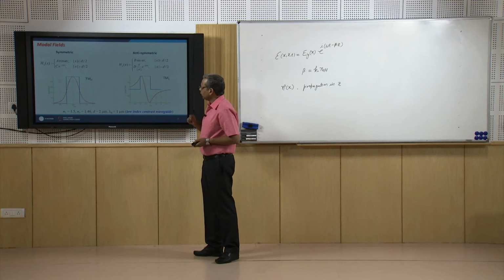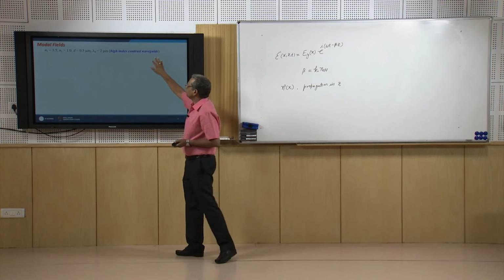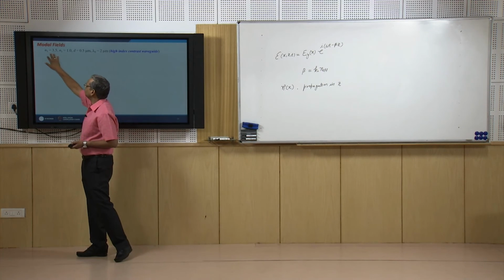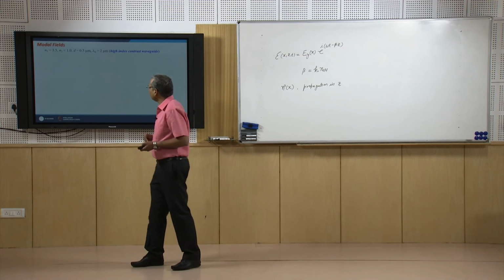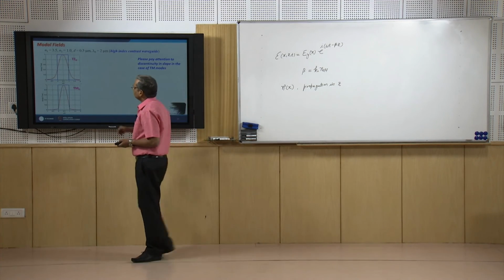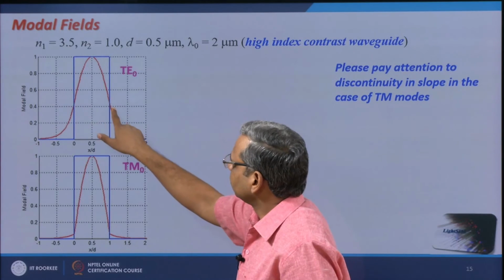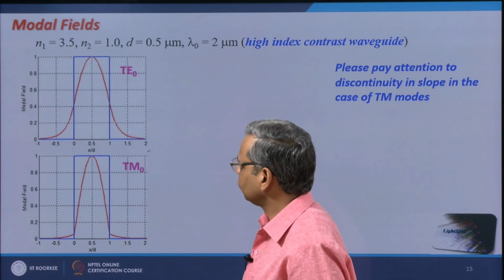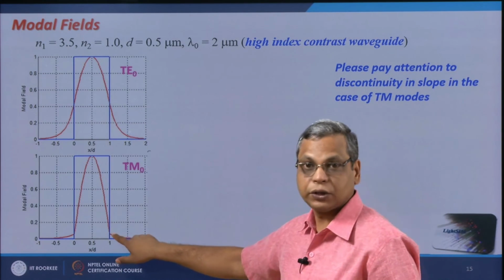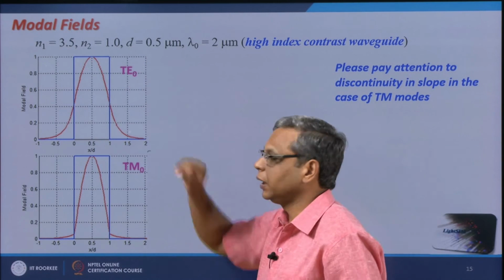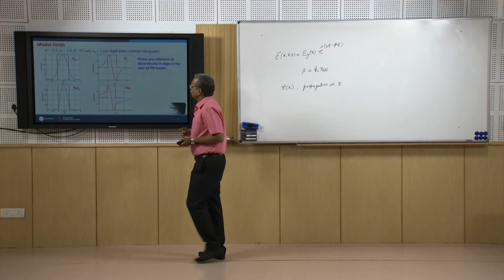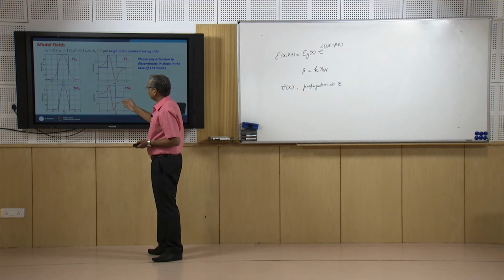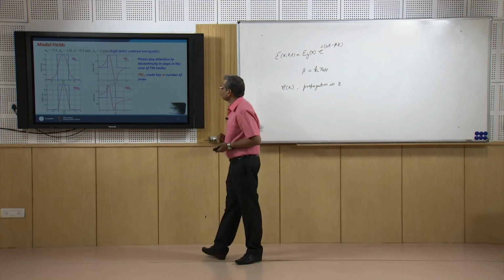If on the other hand I plot this for a high index contrast waveguide, you now look at the values of n1 and n2, the factor n1 over n2 is now 3.5. Now, if I plot the modal fields for TM0 mode, they are like this. There is no discontinuity in the slope, while here this discontinuity shows up because the factor n1 over n2 is very large. Similarly, in the case of TM1 mode, there would be a huge discontinuity.